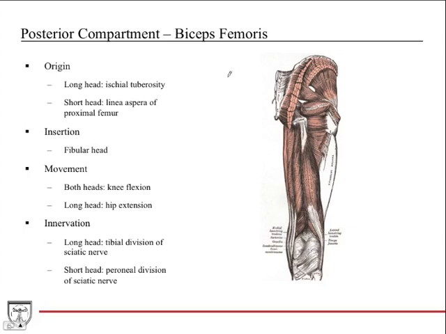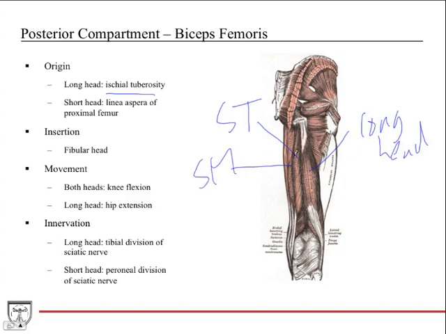So biceps femoris, it has 2 heads. It has a long head and a short head, and you can see the long head really nicely here. And the long head originates from the ischial tuberosity, just like semimembranosus and semitendinosus. So here's semitendinosus, and then here's semimembranosus. So just to get you spatially oriented here. They all originate up here on this ischial tuberosity, so it's a common origin point for these 3 muscles.